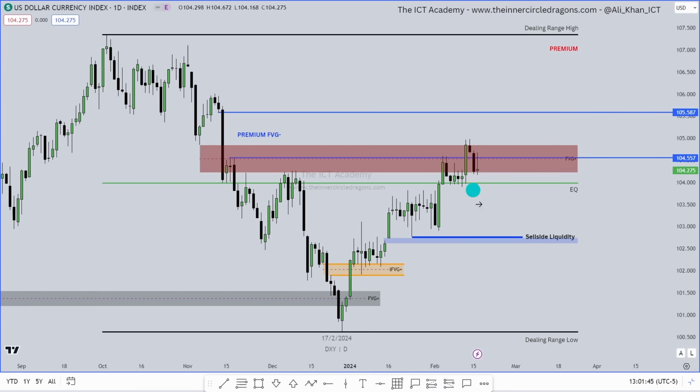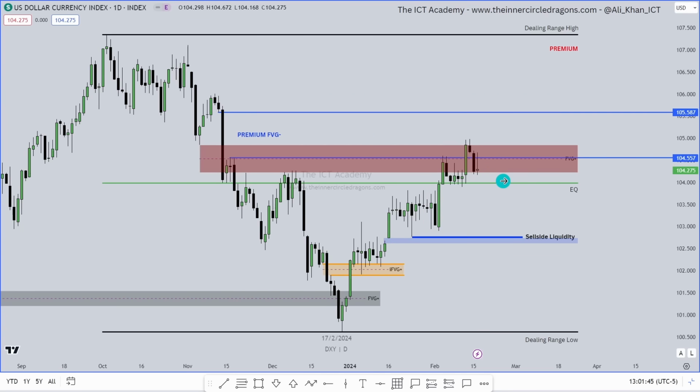At the minute, we have completed 3 of the objectives. We have run above the equilibrium price point, so we've gone from a discount into a premium. We have cleared buy-side liquidity above the relative equal highs, and we have fully balanced the higher time frame fair value gap. So what's my bias now going to be? Neutral, until I see some form of displacement.